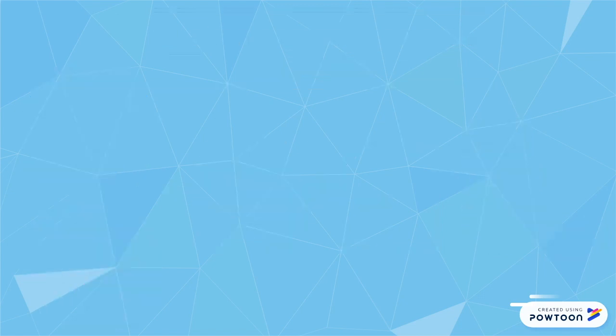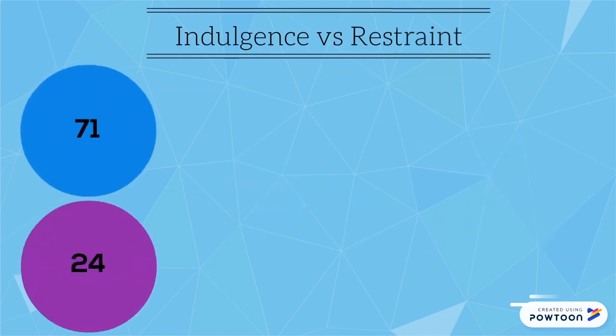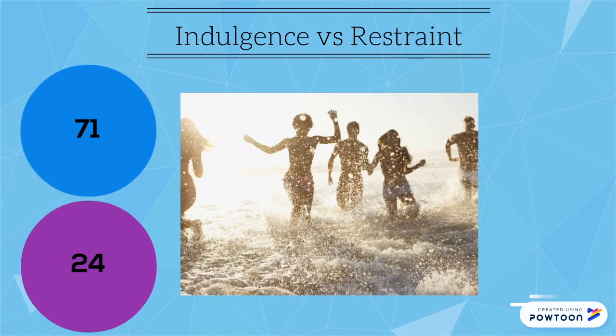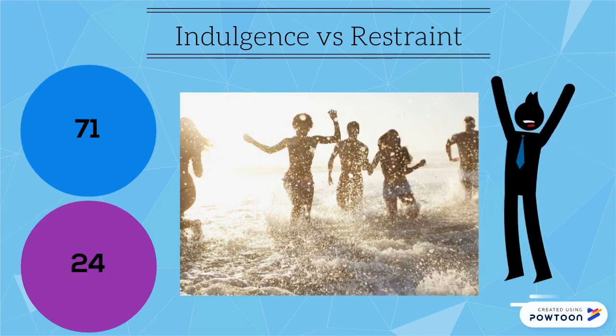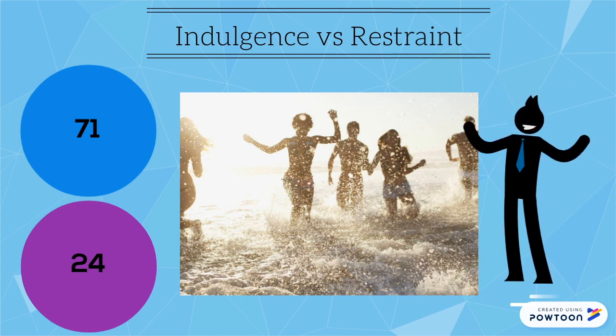When it comes to indulgence versus restraint, Australians are highly indulgent as a country. They are able to enjoy life and have fun through their positive, optimistic attitudes. There is a higher importance on leisure time and having a work-life balance.